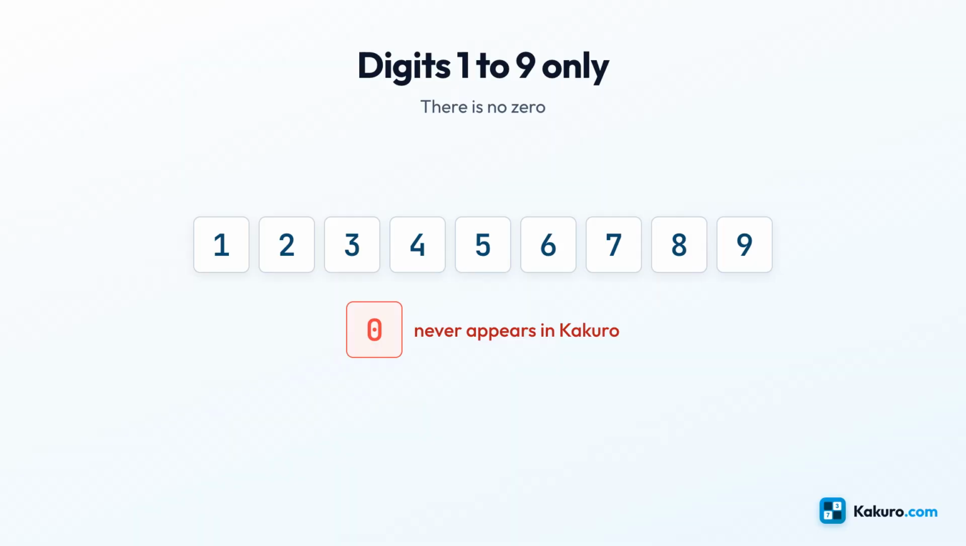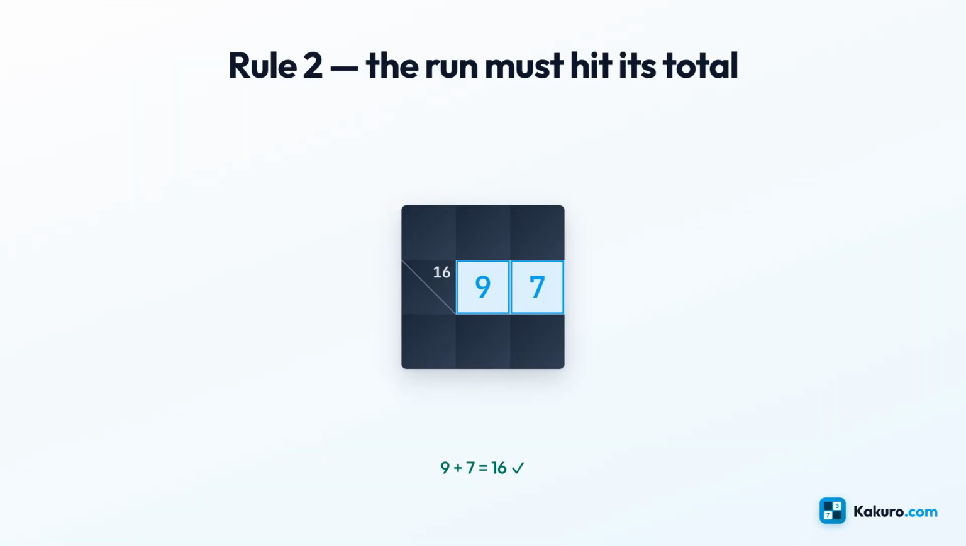Now the rules. There are only three, and the first one is the easiest. You may only ever write the digits 1 through 9. There is no 0 in Kakuro. Second, the digits in a run must add up to exactly the clue for that run, not more, not less. If the clue says 16, your two digits must total 16.